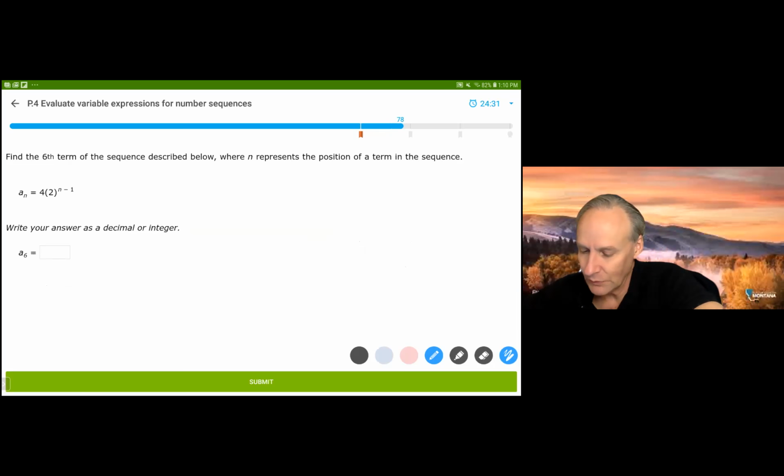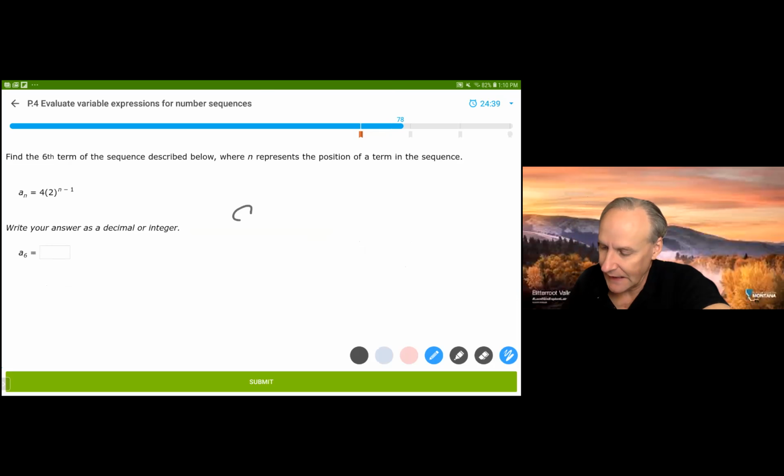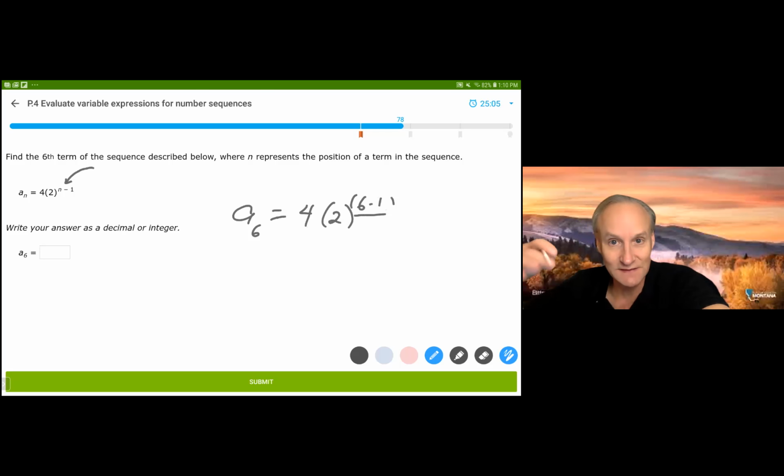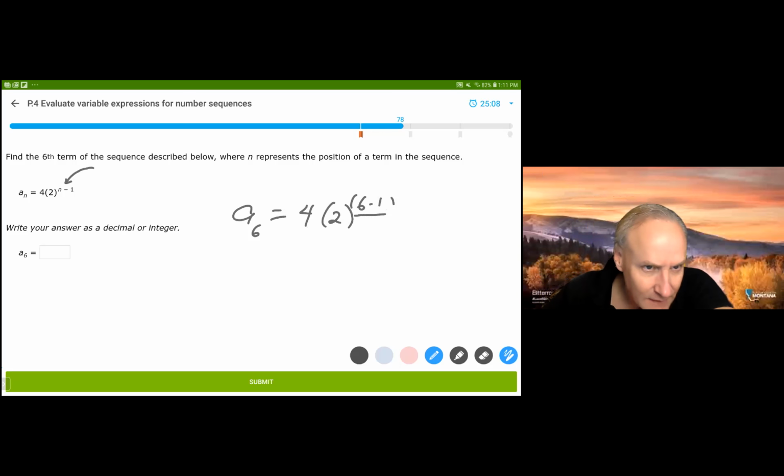Okay, now this one is a little more confusing. It says n represents the position of a term in the sequence, and we want a sub 6. So basically, if I say a6, notice I'm replacing the n with a 6. But be careful. It's now 6 minus 1, which is really to the 5th power. So I have 4, and I'm going to write it all out to 6 minus 1. Now you do have to do this. This is assumed to be in parentheses since it's up above in the exponent. They didn't put the parentheses around it, but you see how they wrote it smaller.